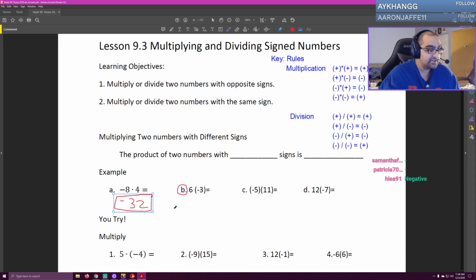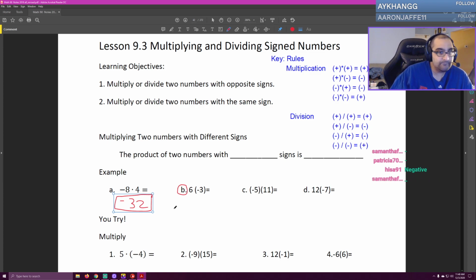How about letter B? What's the answer here to letter B? It's negative, okay. All right, I agree it's negative. And what's our answer for that? 6 times 3? 18. So negative 18 is the correct answer. Spot on.